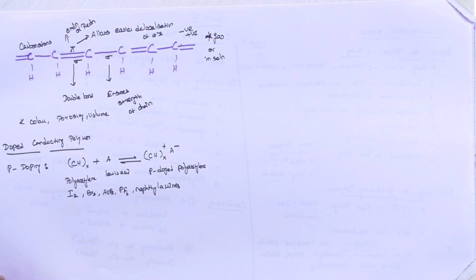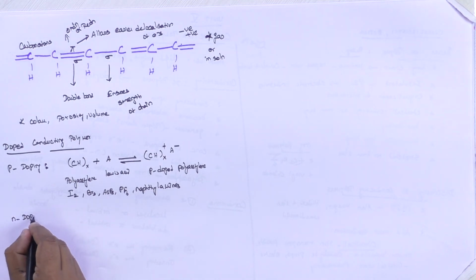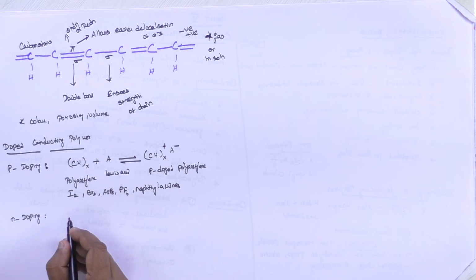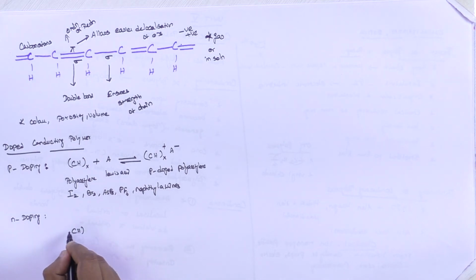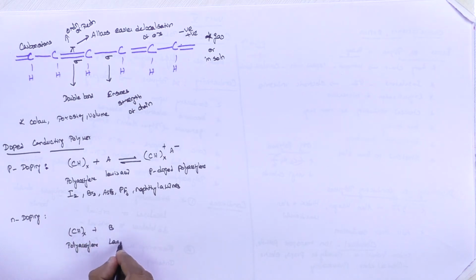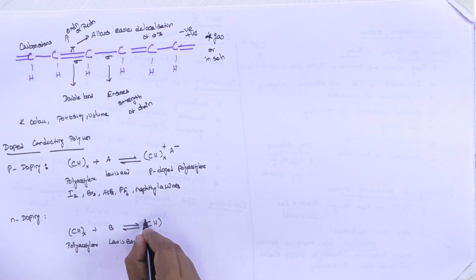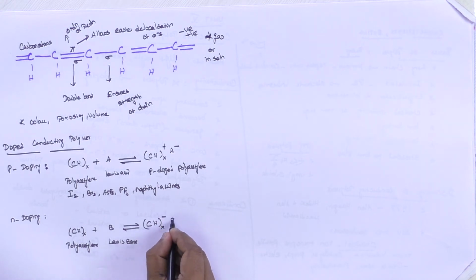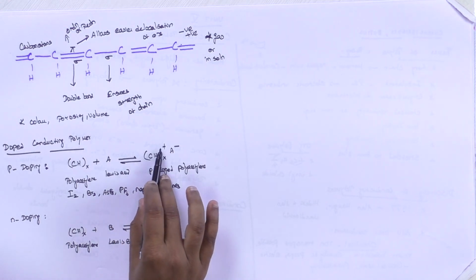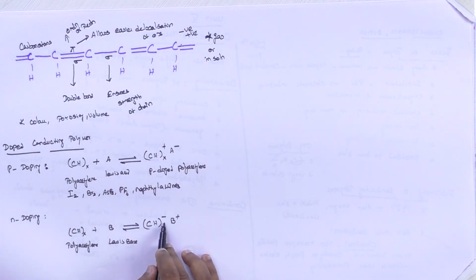Next, coming to n-doping. So n-doping can be done, I am going to give the structure. Again, I am taking a polymer like this, which is a similar polymer, polyacetylene. When I react this with a Lewis base, when I dope this with a Lewis base, I get a polymer like this, CH, X- and B plus. So you can see here I get a positive as well as a negative product.